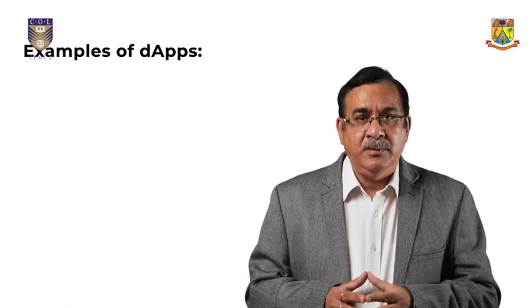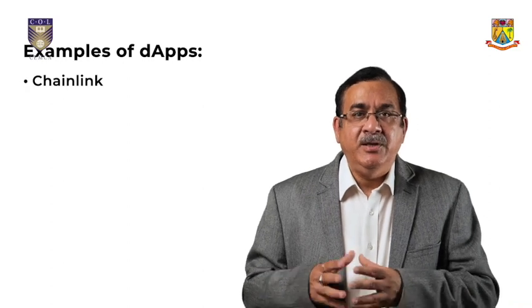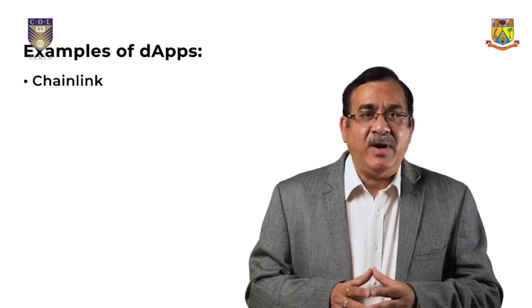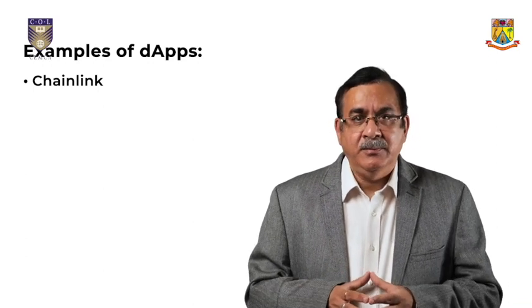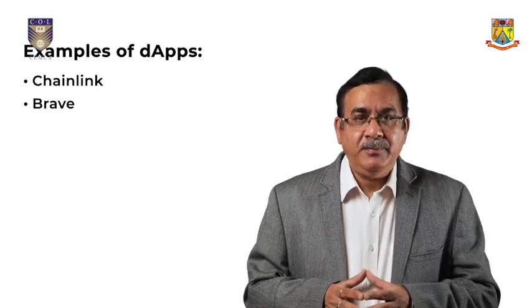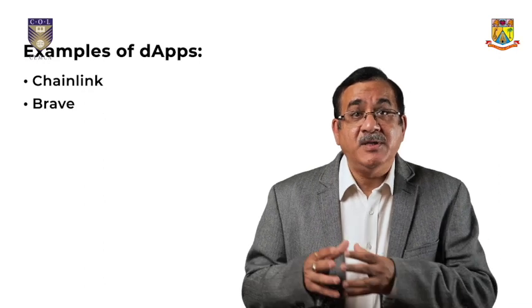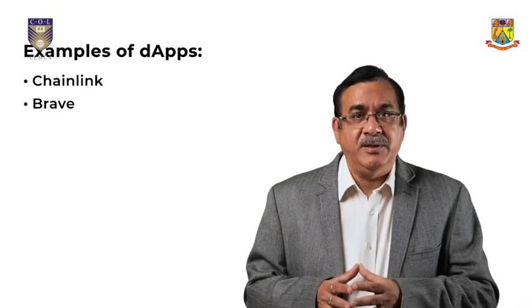Following are a few examples of dApps. Chainlink. Chainlink offers any smart contract secure access to data feeds, APIs, and payments. Brave, a web browser with almost 9 million active users.